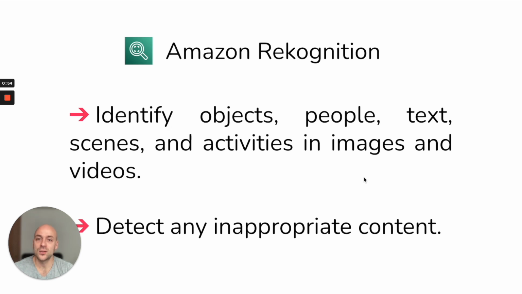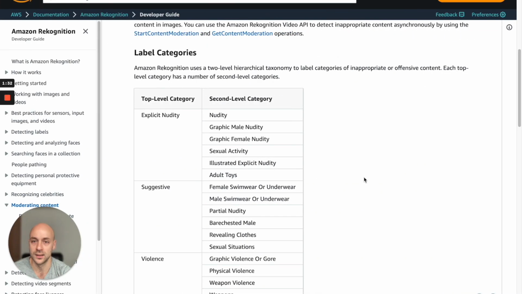Amazon has a service called Rekognition. It is used to identify objects, people, text, scenes and activities in images and videos, as well as detect any inappropriate content. That's exactly what we are looking for. So basically you upload an image or a video to Rekognition and the service returns a list of moderation labels that have been detected. Moderation labels are, in a nutshell, categories of offensive or inappropriate content. You can find all the moderation labels in the official documentation here.